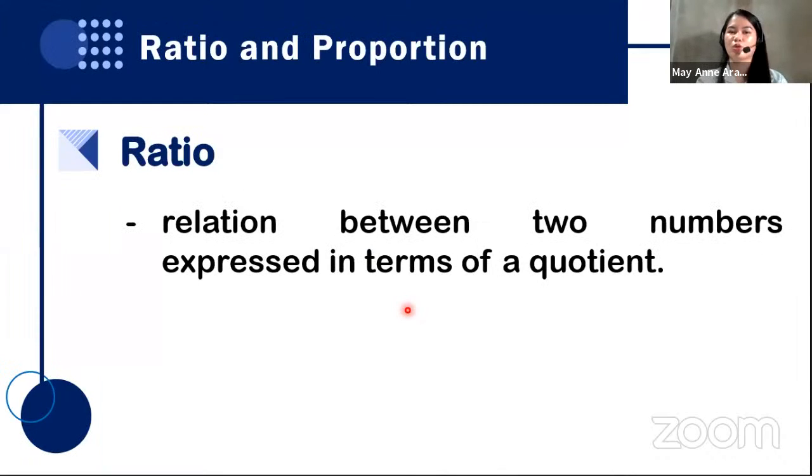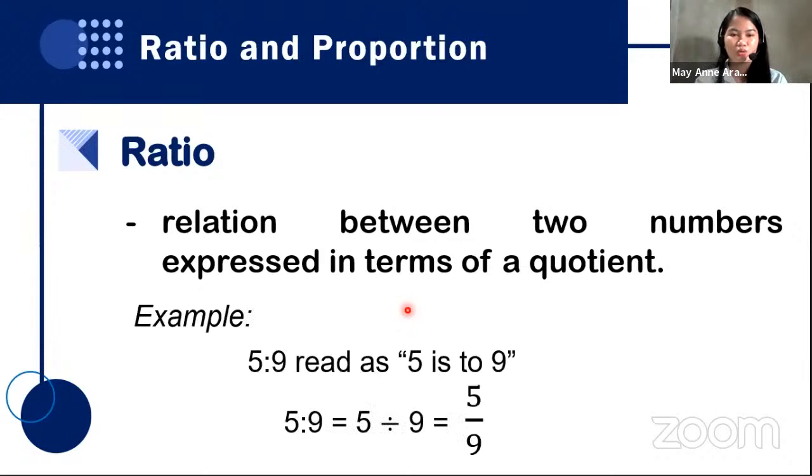Okay, what is ratio? This is the relation between two numbers expressed in terms of a quotient. There are different ways to write ratio. You can write this as 5 is to 9, or 5 divided by 9, or 5 over 9. So if the ratio is written in this form, this is read as 5 is to 9, 5 divided by 9, or 5 over 9. This is just a ratio, no? Two numbers expressed in terms of a quotient.